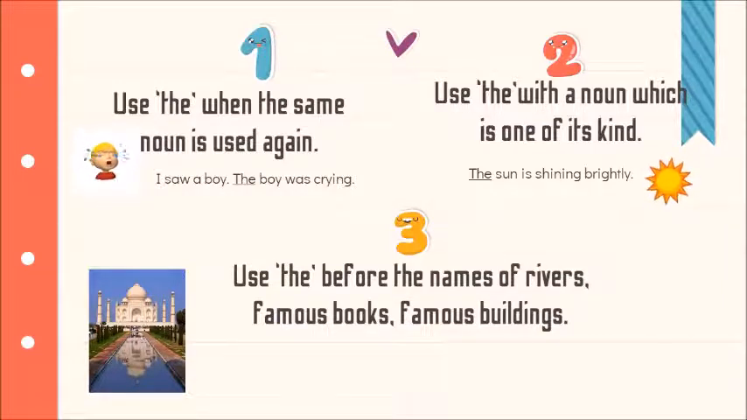Rule number 3 says, use the before the names of rivers, famous books, famous buildings. Let's see the example. We will go to Agra to see the Taj Mahal. Now here, Taj Mahal is a very famous building. So I put the before it. They're simple rules, children. I'm sure you'll be able to understand them. Let's read some more sentences.